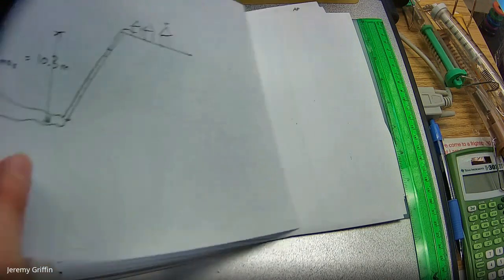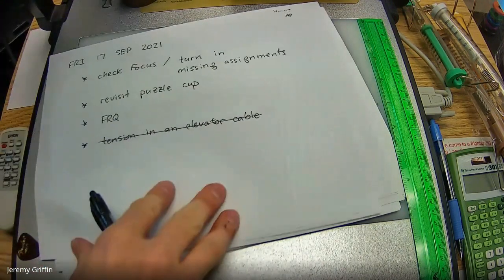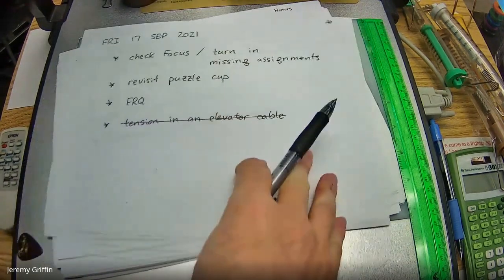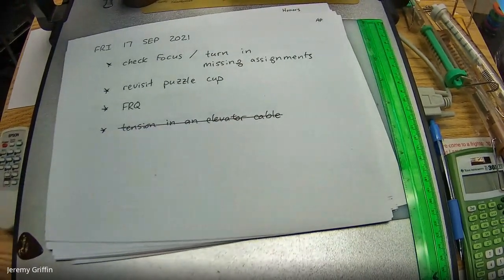All right, so where are we on our agenda? Okay. So, whatever, that's the Pythagoras cup. I've got an FRQ lineup for you guys.